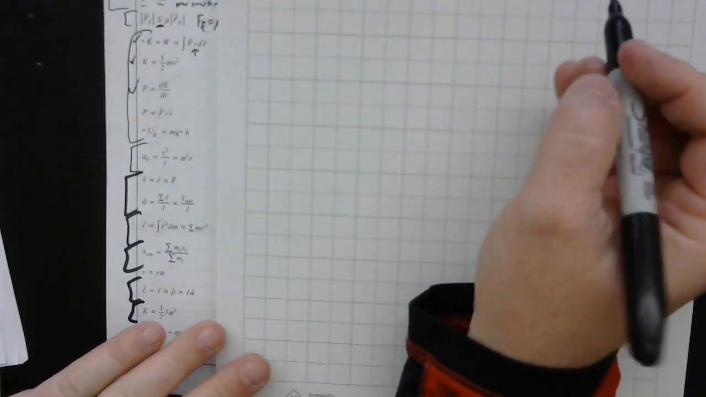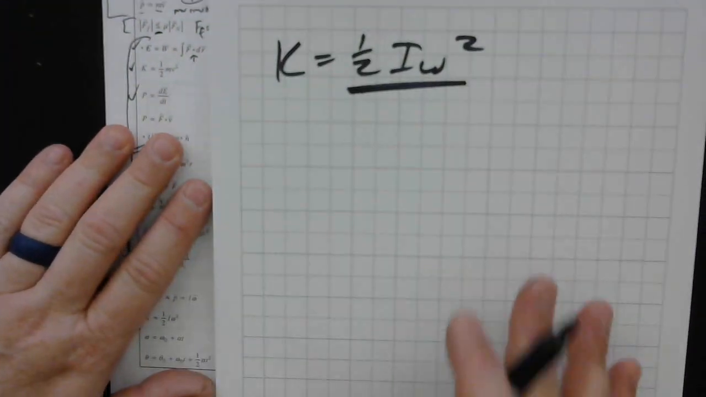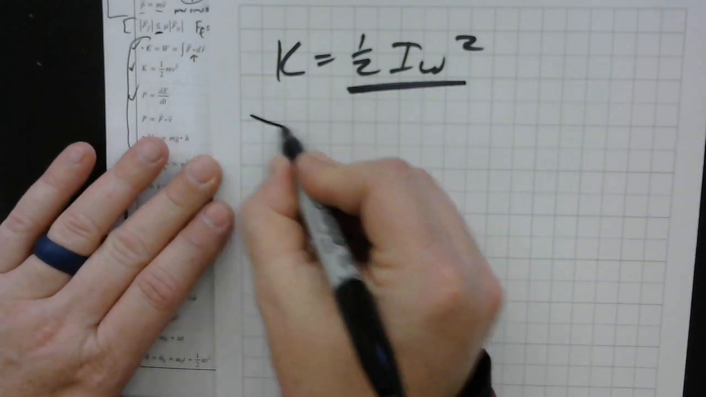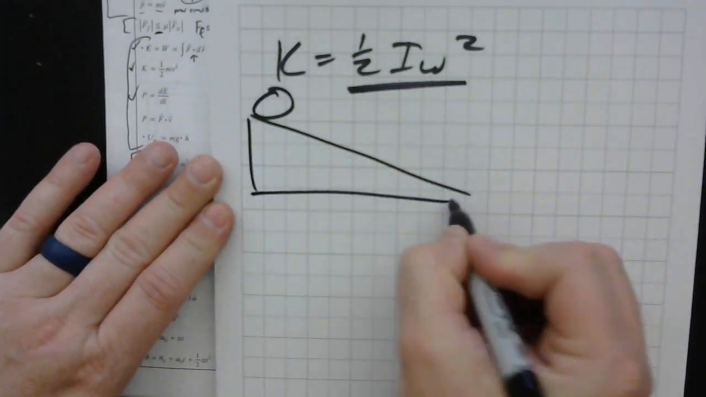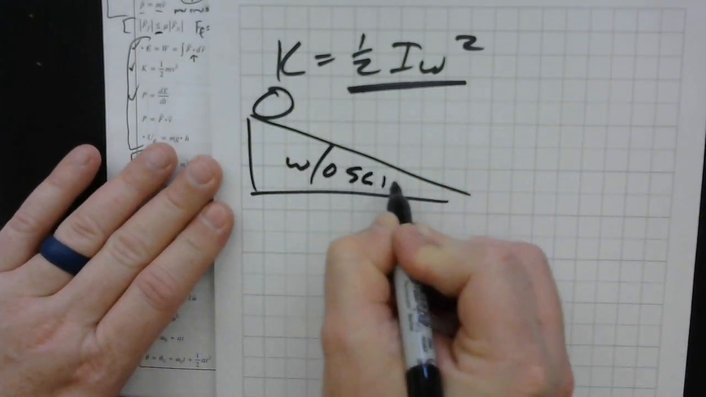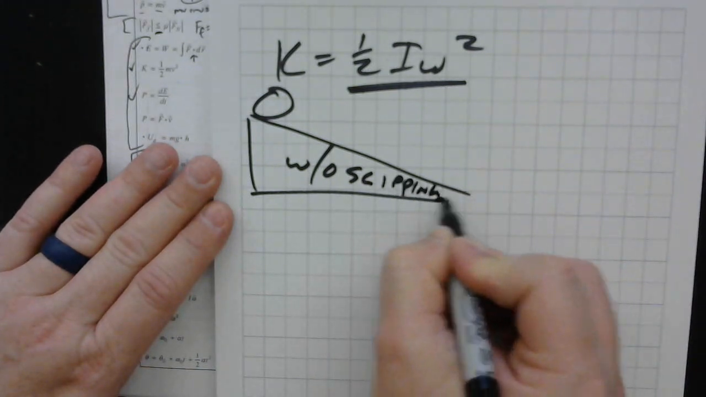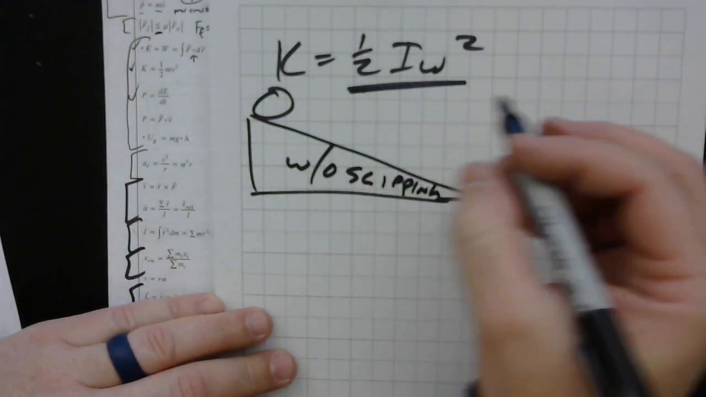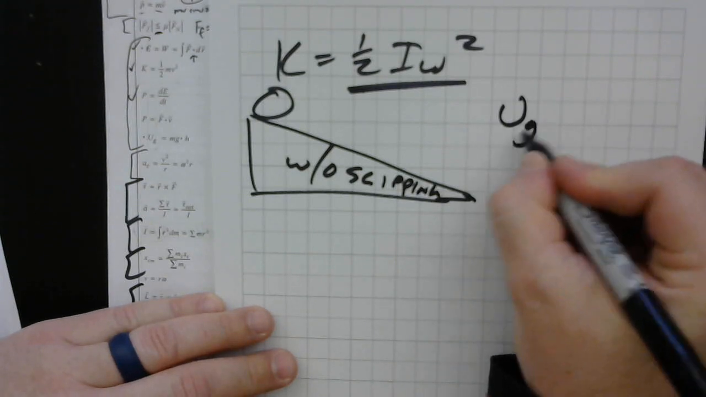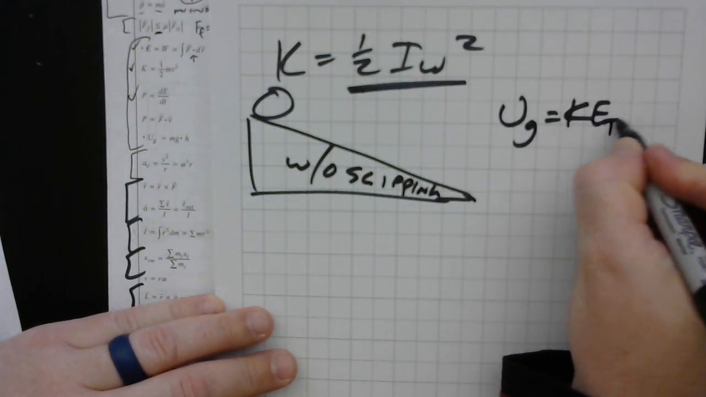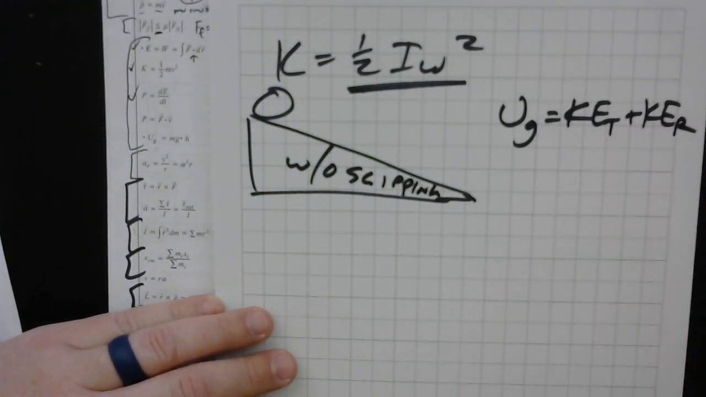Okay. The next one is dealing with... This one really comes into play when I have an object rolling down a ramp without slipping. Okay, so there are two ways you could approach this. The easiest way is just to say, hey, I start with gravitational energy, and at the bottom I end with translational and rotational. That is the easiest way to do this.